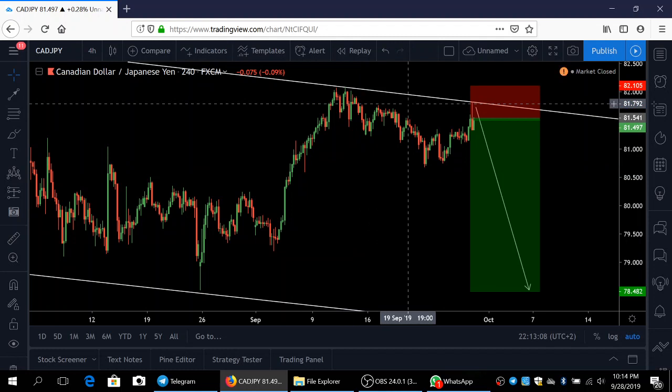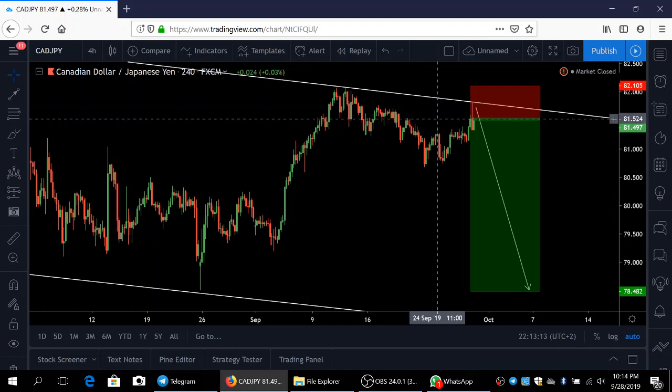We now move on to Australian dollar, Canadian dollar.